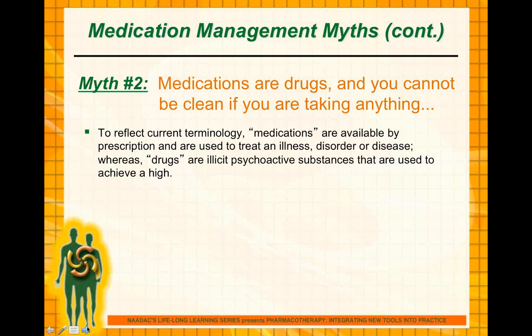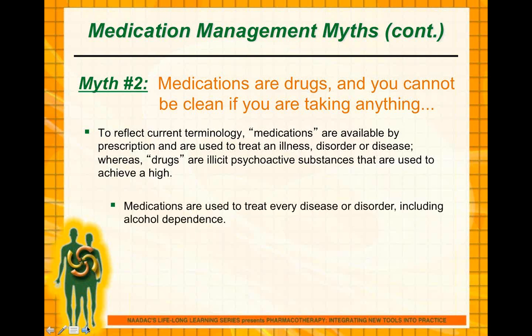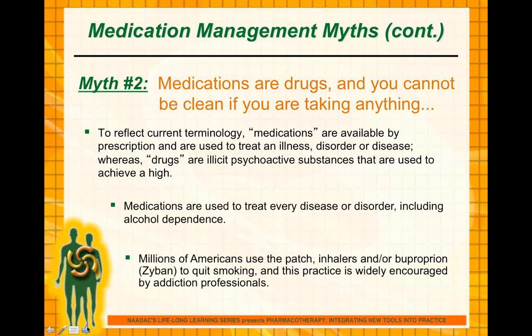medications are medications. These pharmacotherapies are not drugs, because drugs are illicit psychoactive substances that are used to achieve a high. And as we know, medications are available by prescription only and are used to treat an illness, a disorder, and a disease. And we know that alcohol dependence is a disease that has been widely accepted now in the literature and the research. And so it makes a lot of sense that we would switch to our terminology, and it's on all of us now as practitioners and in the medical profession to make this conscious switch.